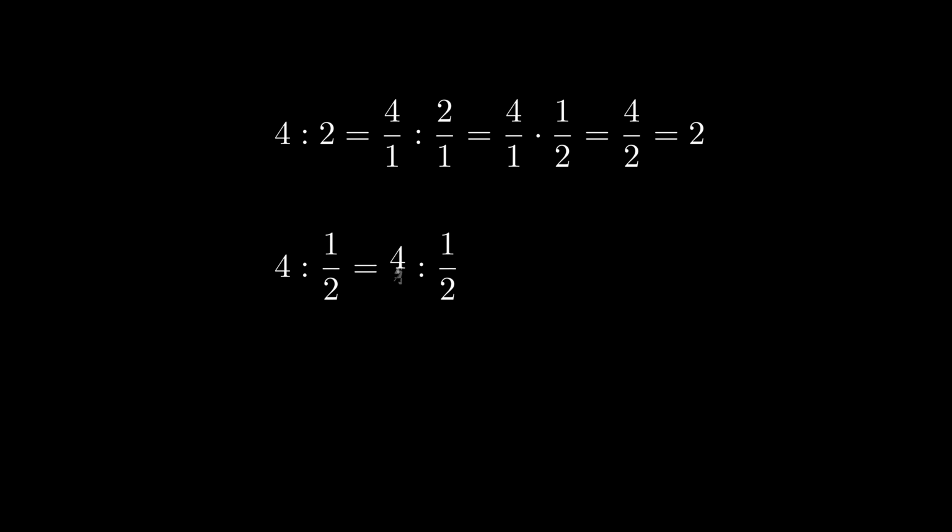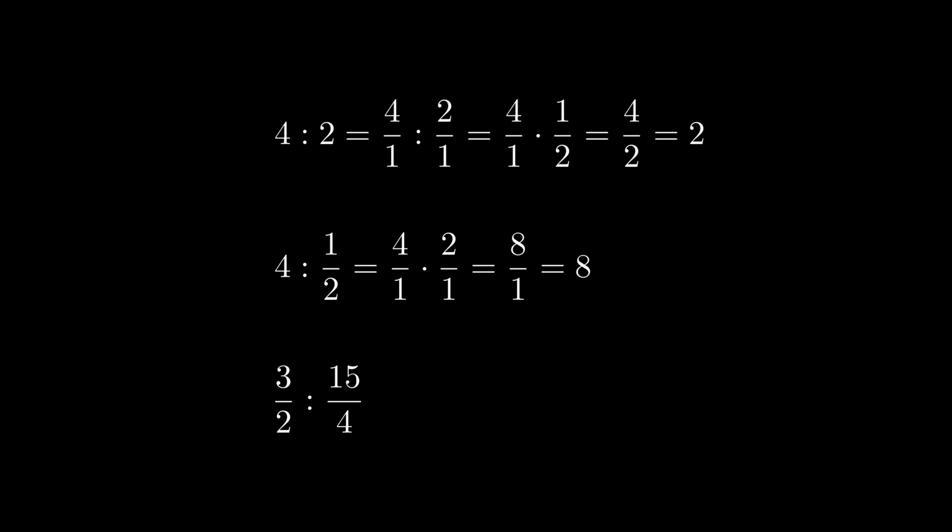Next, 4 divided by 1/2. We make the 4 into a fraction by dividing by 1. Then the second fraction, that is the half, is flipped upside down to turn the division into multiplication. After that, we multiply the denominators together and the numerators together.